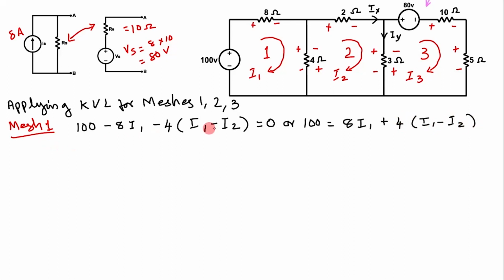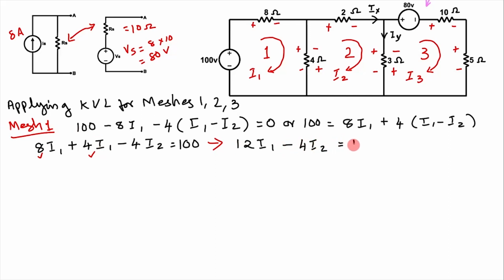Then expanding and simplifying this one, 8 I1 plus 4 I1 minus 4 I2 is equal to 100. That is, 8 I1 plus 4 I1 is 12 I1 minus 4 I2 is equal to 100. Dividing throughout by 4, 3 I1 minus I2 is equal to 25. This is equation 1.